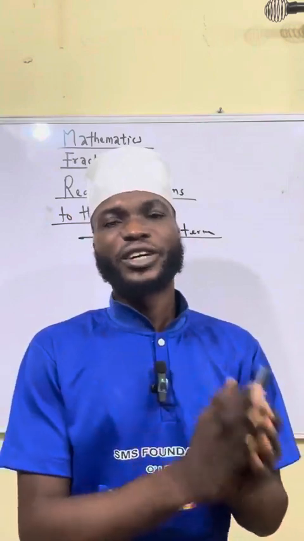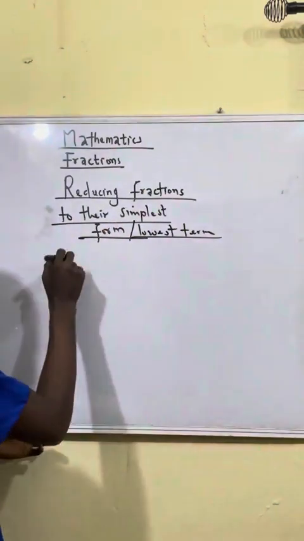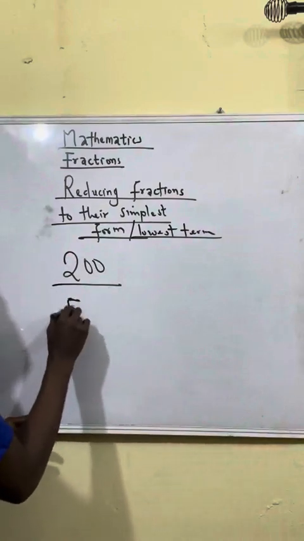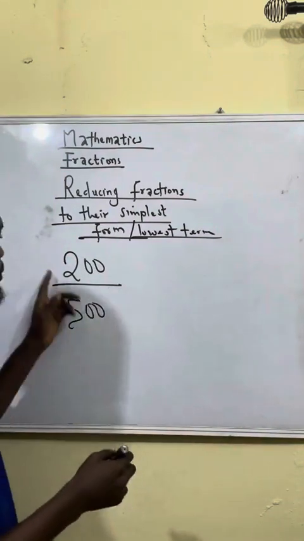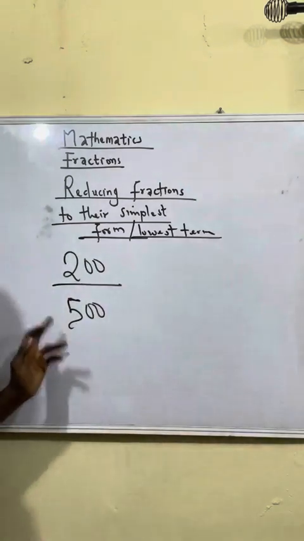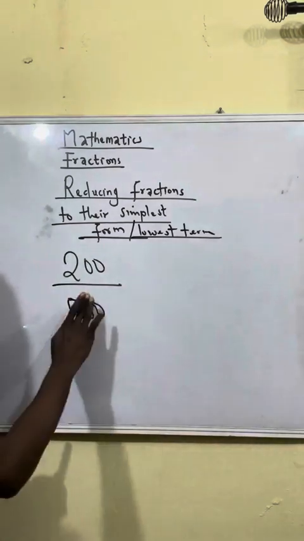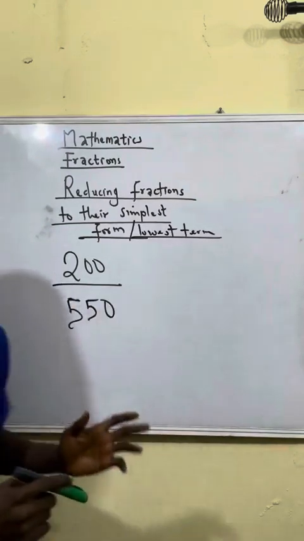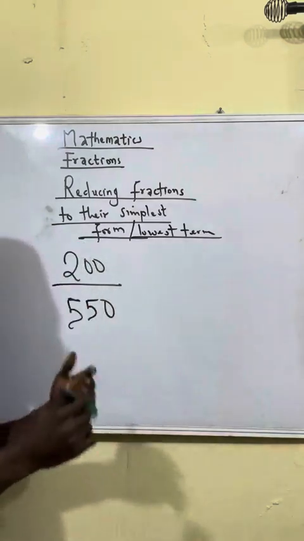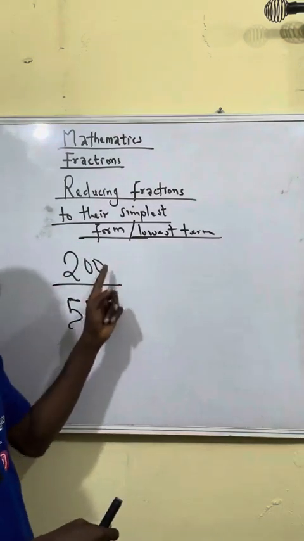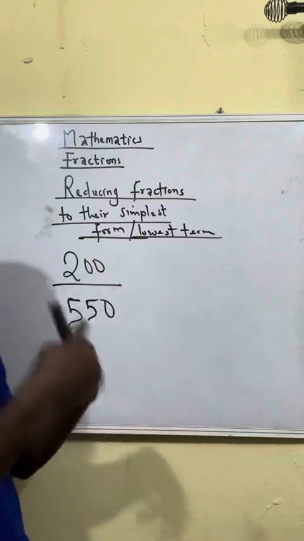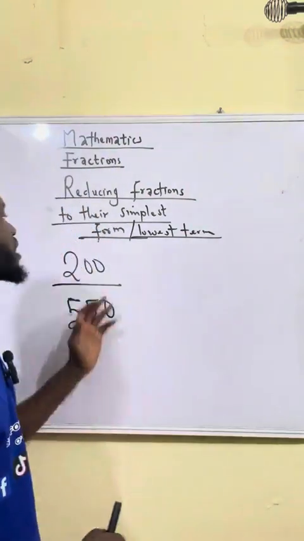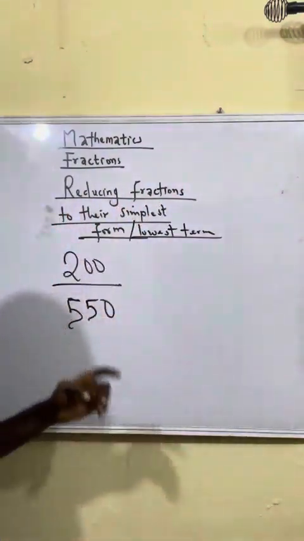So we can have a particular fraction like this, which is 200 over 550. If this is what we have, we can reduce this fraction by dividing the top and bottom by the same number. You continue to divide till you can no longer divide. So that is how to reduce a fraction to its lowest term.